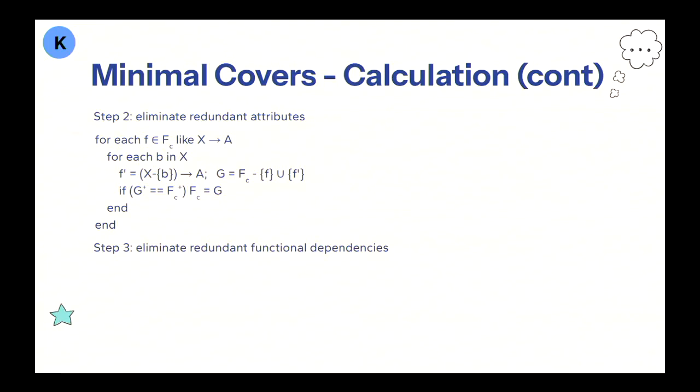So that's the second step. And the last step is we can remove redundant functional dependencies. It is relatively easier than removing redundant attributes. We just need to go through all the functional dependencies, try to remove each one from the minimal cover, and see if the minimal cover is still equivalent to the original set or not. If it is still equal, it means that removing that functional dependency doesn't affect the overall equivalence, so it could be safely removed. So that's how we eliminate redundant functional dependencies.